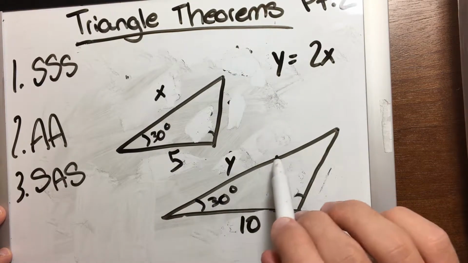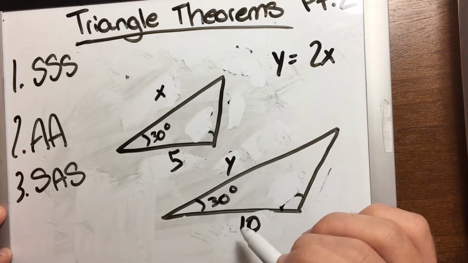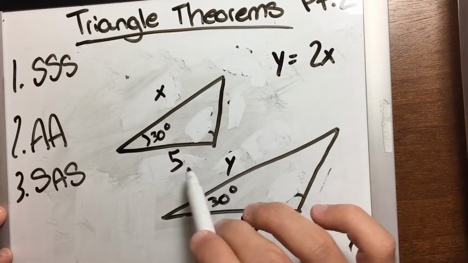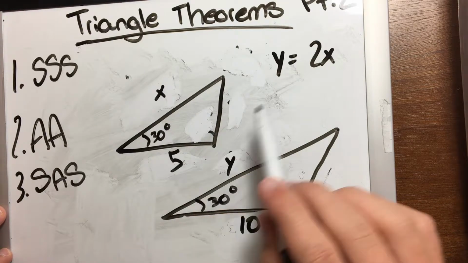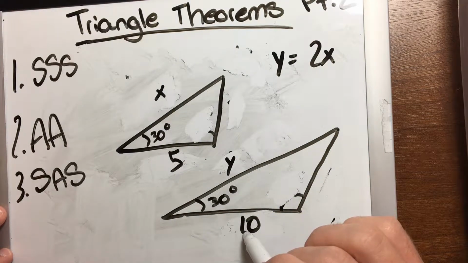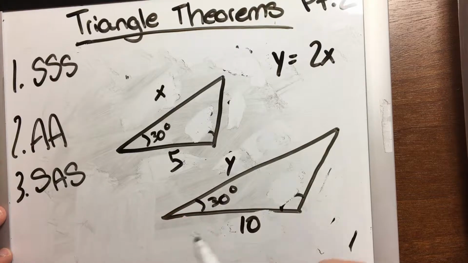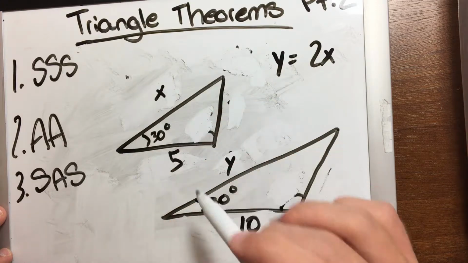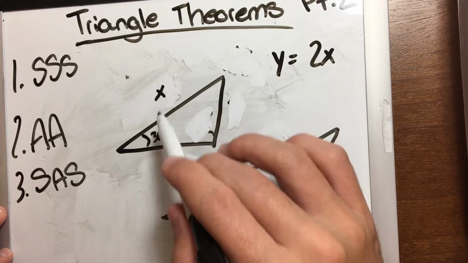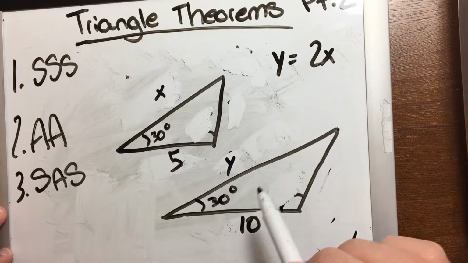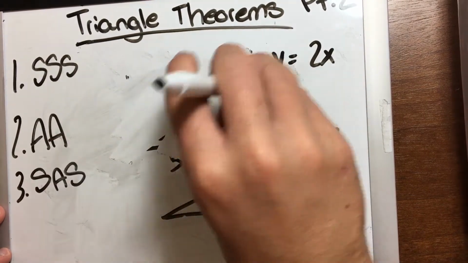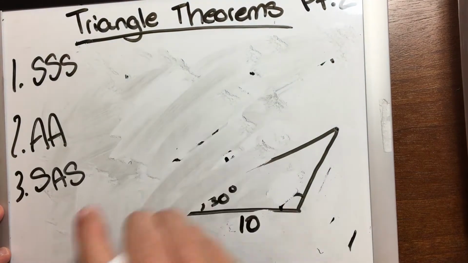Well, if this triangle is twice the size as this, let's check. 10 divided by 2 equals 5, or 5 times 2 equals 10. So we know side angle side must work for this one. And that's what this means. If both sides are proportional to each other and the angle between them is congruent, then both triangles are similar. So let's do some practice problems with these theorems.